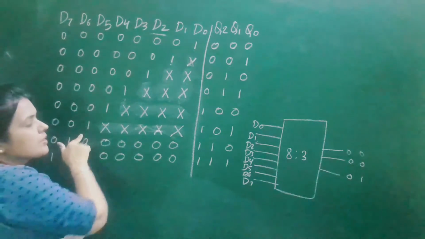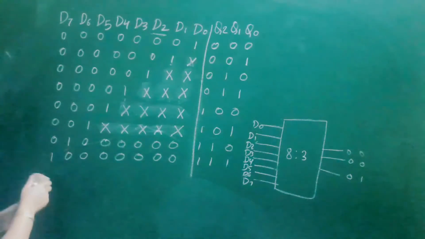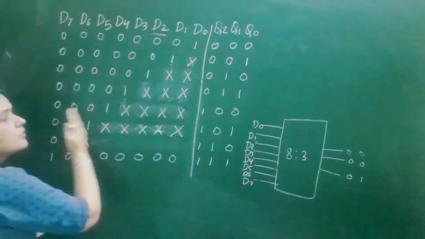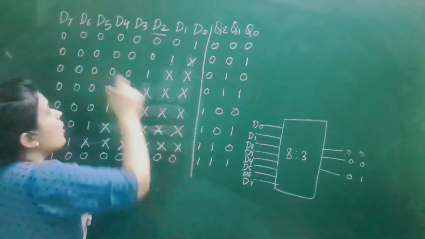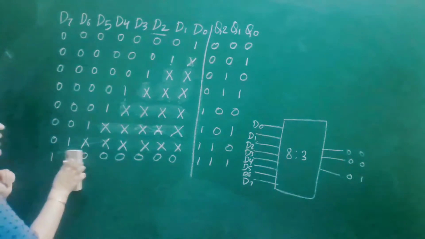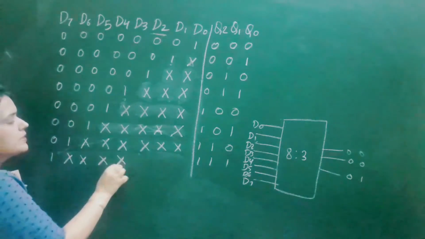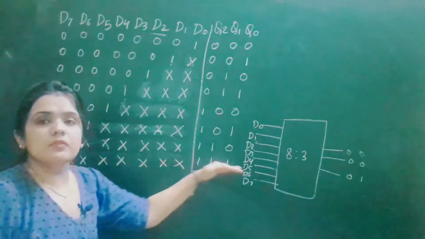So output will be generated corresponding to D5. When D6 has value 1, then whatever may be the value of these lower lines, the output will be generated according to D6. When D7 has value 1, then whatever may be the value of these lower input lines, the output will be generated according to D7. So the output will be 1, 1, 1.